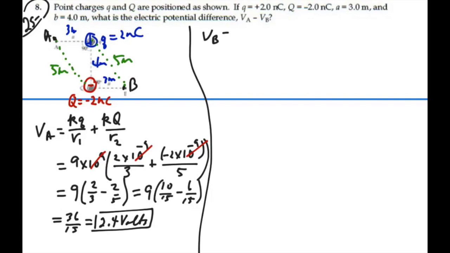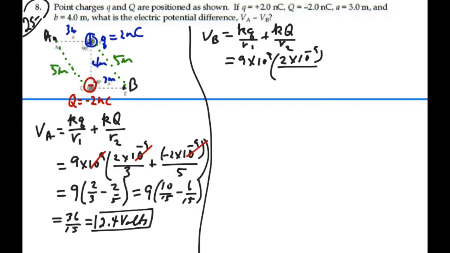Potential at B is equal to k little q over r1 plus k big Q over r2, and that's going to be equal to 9 times 10 to the 9. Little q is 2 nanocoulombs, 2 times 10 to the minus 9. In this case, it's located 5 meters away, plus big Q, which is minus 2 nanocoulombs, and that's located only 3 meters away.